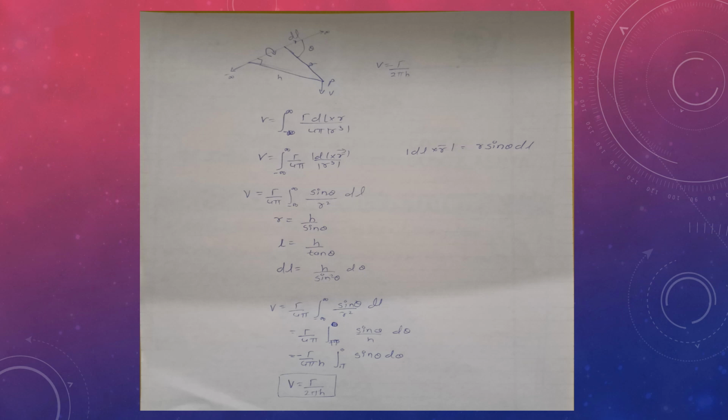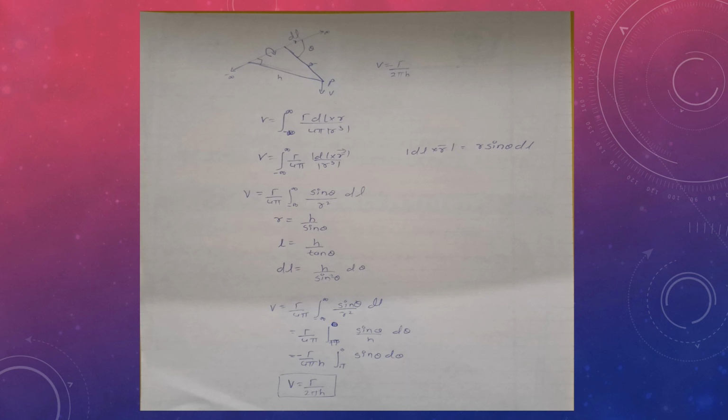Therefore, we can write r equals h by sin theta and l equals h by tan theta. By derivative of it, dl equals h upon sin square theta d theta. Then substitute the values of it in the equation. V equals tau upon 4 pi integration from minus infinity to infinity of sin theta upon r square dl, which equals tau upon 2 pi integration from pi to theta of minus sin theta upon h d theta, which is minus tau upon 4 pi h integration from pi to 0 of sin theta d theta.